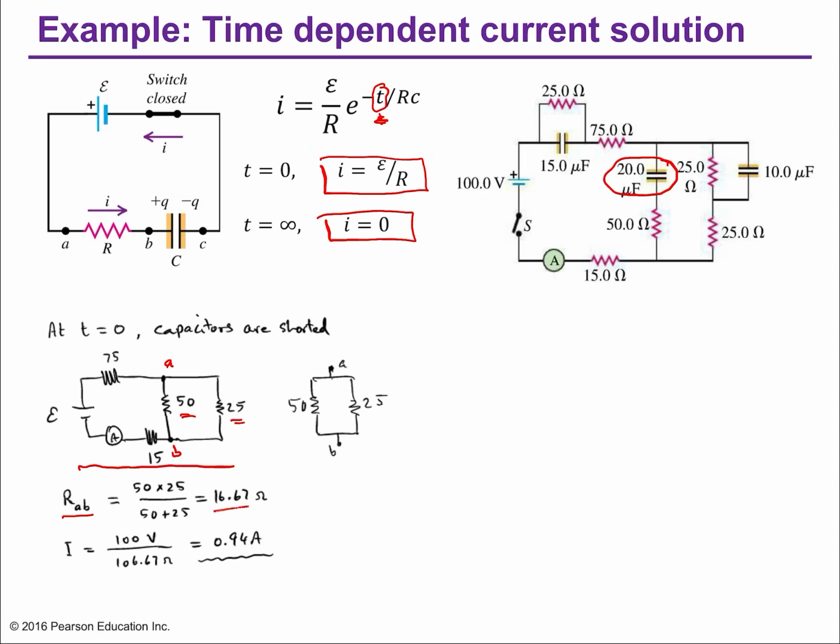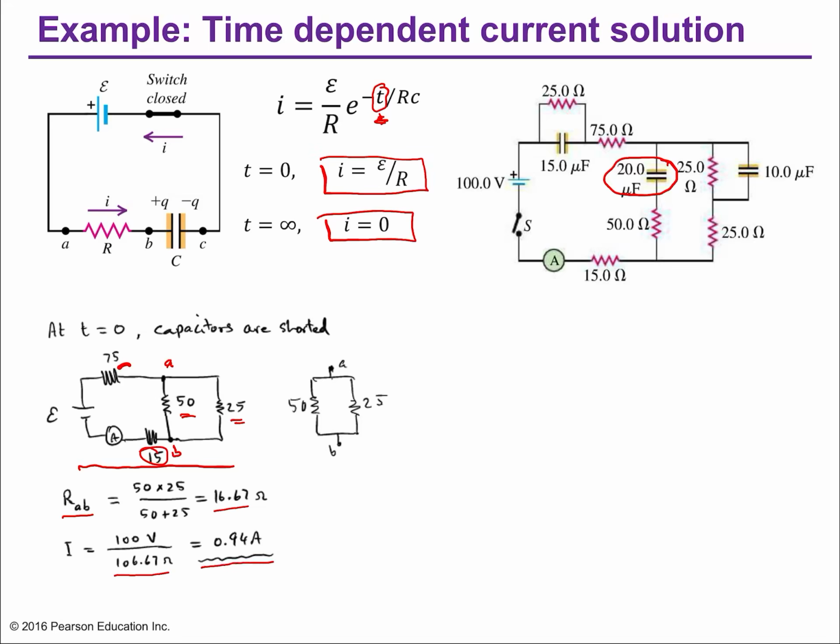So I end up with only three resistors, 75, 15, and 16.67, which add up to 106.67 ohms. So the current flowing through the ammeter would just be 100 volts divided by this value, which is 0.94 amperes.